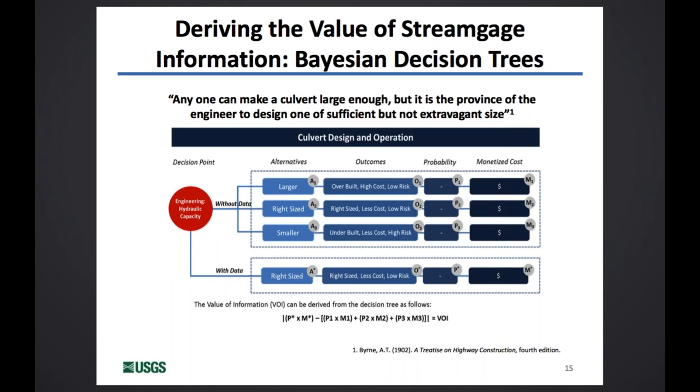So essentially, if you didn't have the data, there's some possibility that it would be too large, and the cost of that would be additional materials, but you don't have a very high risk of having overflow or washout of the culvert itself. And there's also a possibility that it's right-sized with some probability, and that it's too small. There are higher risks of a washout, but you do get those savings in terms of materials. So it's more frequent that it's going to be too large, and at some point it's going to be optimized. Next slide.